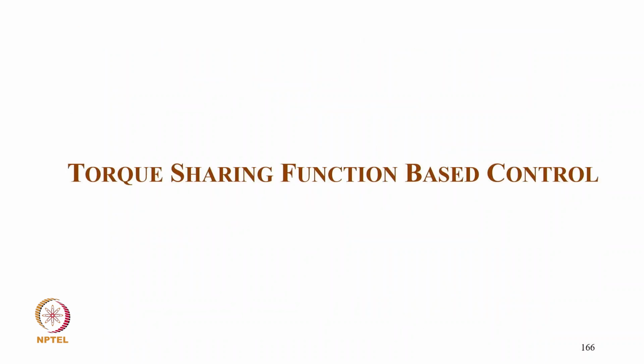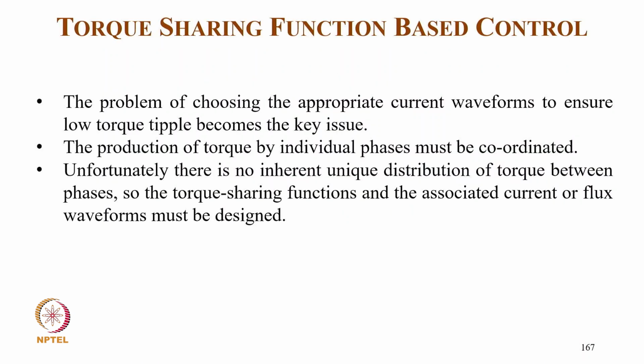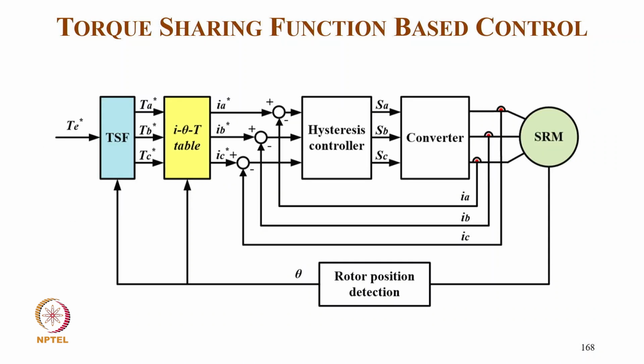Now coming to torque sharing function based control. The problem of choosing the appropriate current waveform to ensure low torque ripple becomes the key issue. The production of the torque by individual phases must be coordinated. Unfortunately, there is no inherent unique distribution of torque between phases, so the torque sharing function and the associated current or flux must be designed. And this is typically the torque sharing function.